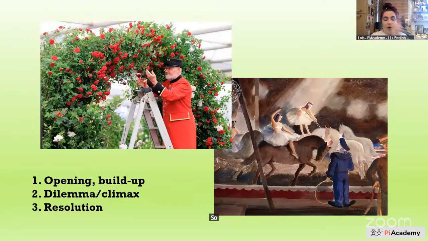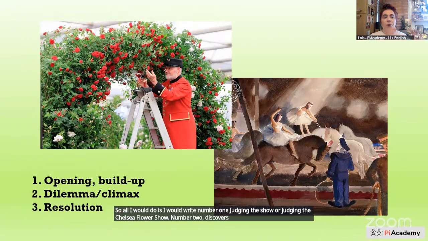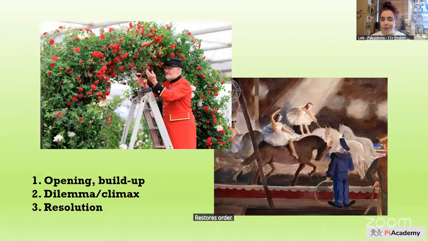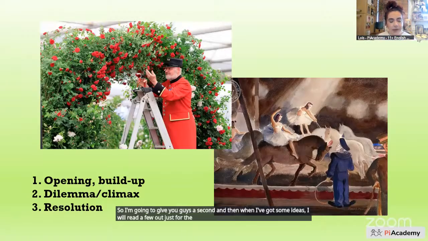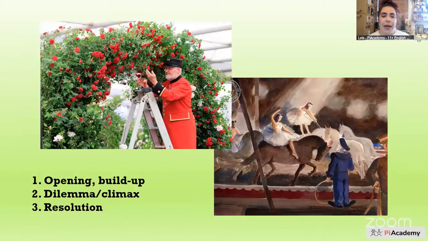So all I would do is I would write number one, judging the Chelsea Flower Show. Number two, discovers that one of the roses is not abiding by the rules. Paragraph three, reveals the fraud and restores order to the Chelsea Flower Show. That doesn't need to be long, it just needs to be in those three parts. So I'm going to give you a second, and then when I've got some ideas, I will read a few out, just for the last few minutes before we go on to our Q&A. So take a moment, write down your ideas, and I'll read some out.